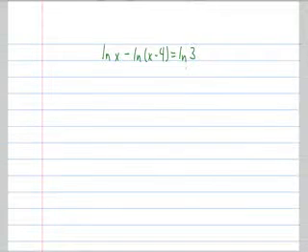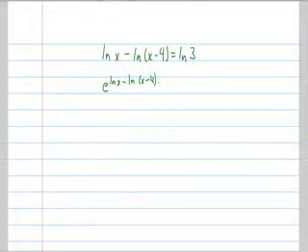Like I said, we're going to treat all these as exponents. So I'm going to have e to the natural log of x minus the natural log of x minus 4 is equal to e to the natural log of 3. All I've done is use e as my base since I'm working in the natural logarithm. Remember that natural logarithm really means log base e. And I've just made all these guys exponents.